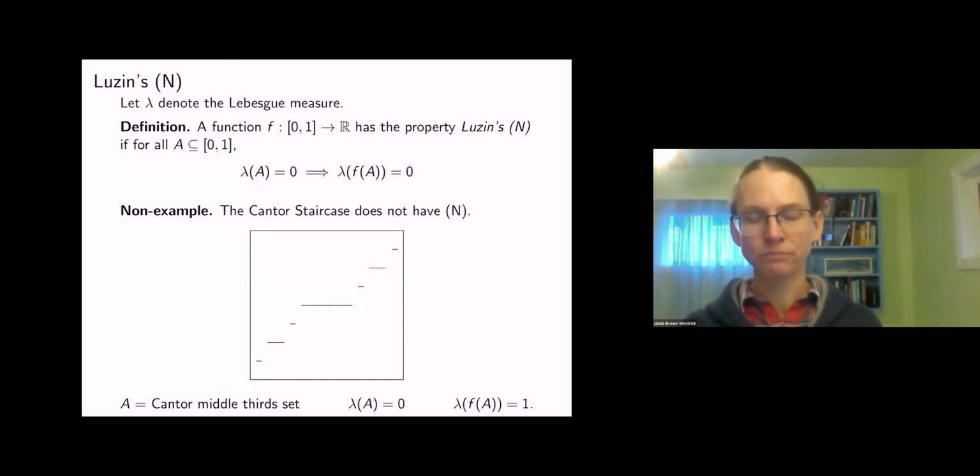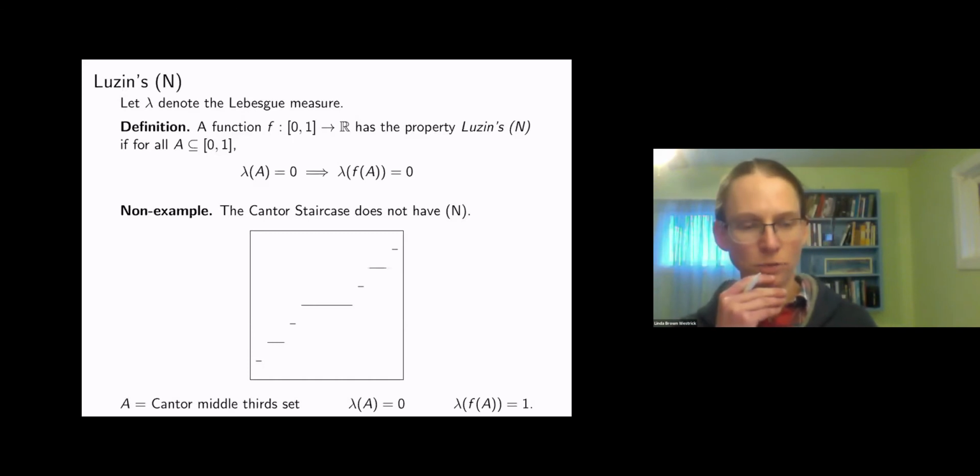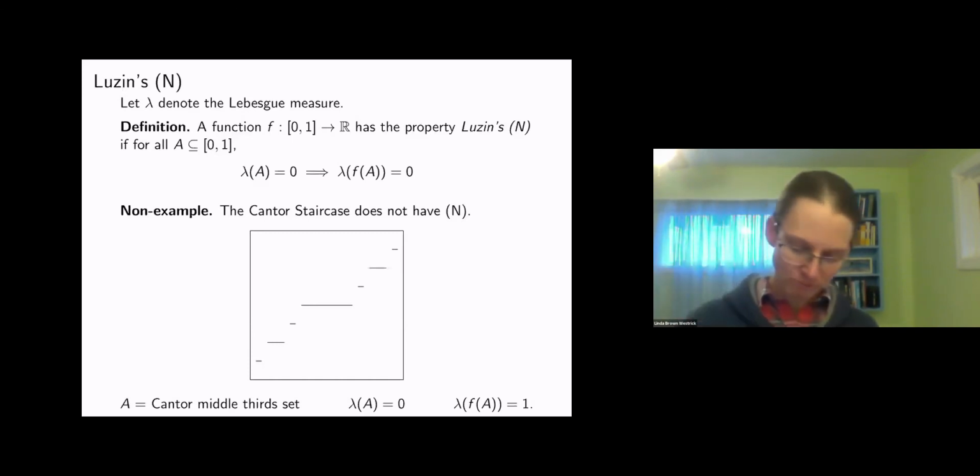So we know that this Cantor staircase function doesn't have N, because it's a continuous function, so its range is everything. But if you look at the complement of the Cantor set, its range is only countable, because it's all of these dyadic rational plateaus. So that means that the Cantor set itself, which has measure zero, is mapped to almost everything in the range. So there's an example of a function that does not have it.